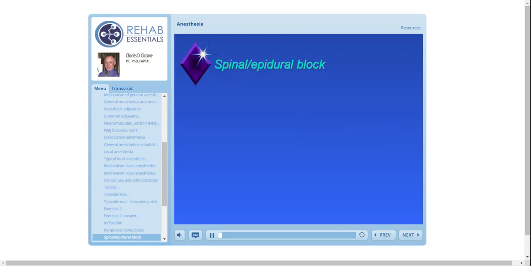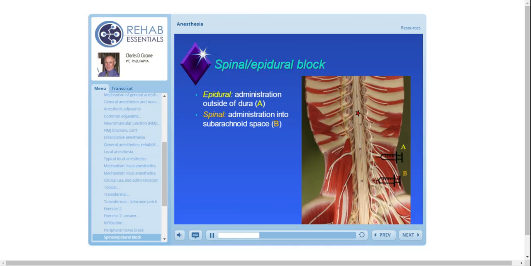Now, a spinal epidural block is applying the drug around the spinal cord. An epidural, by definition, is outside of the dura. A spinal is putting the drug into the subarachnoid space. So, the needle has penetrated the outer layer, the dura mater, the second layer, the arachnoid layer, and then the drug ends up in the subarachnoid space.